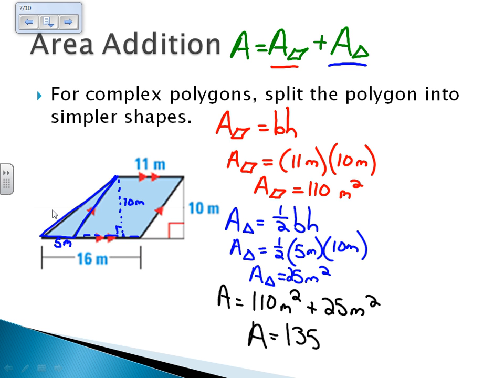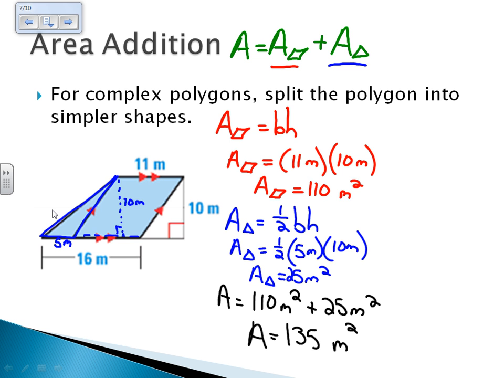Is it meters squared or is it meters to the fourth? Meters squared. It is meters squared because we are no longer multiplying. Just like if I had 2x plus 3x, you would say 5x, right? So when you add, you keep the same units. When you multiply, you add their exponents.